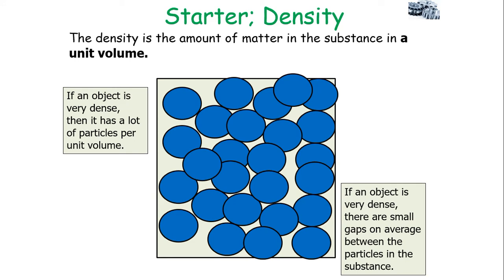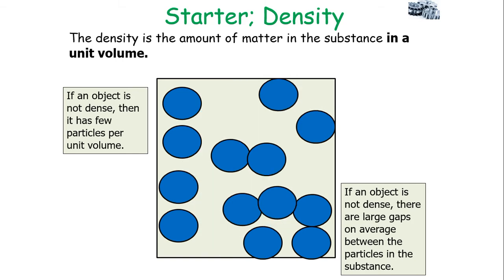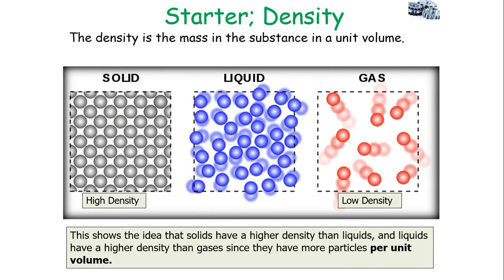Now, as we mentioned before, because density is the amount of matter in a substance, and a dense material looks like this and a less dense material looks like this, it shows us that solids have a higher density than liquids and liquids have a higher density than gases, since solids have the most particles per unit volume and gases have the least particles per unit volume.